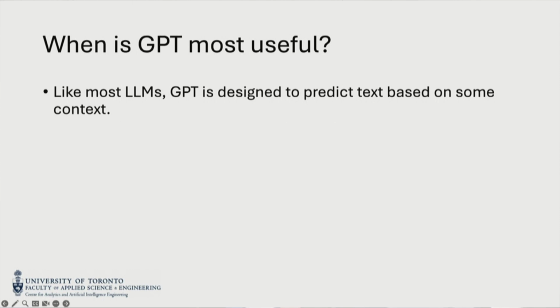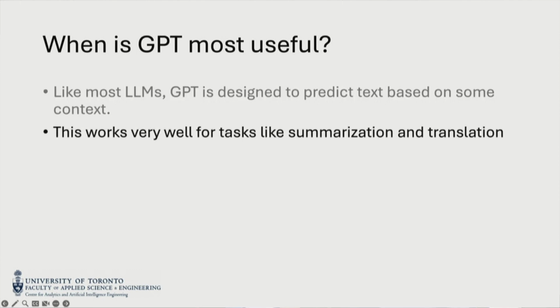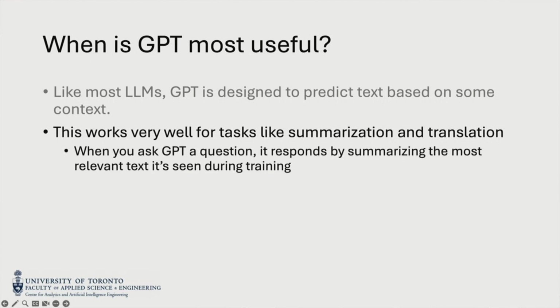So when is this type of model most useful? As I established at the start, the task that GPT is trained to solve is just to predict the most likely word to follow a sequence of words. This ends up working really great for tasks like summarization and translation, where the previous text is most of what you need to get a good answer. Even a task like answering a question can just be thought of as summarizing previous answers that GPT was shown while it was training.